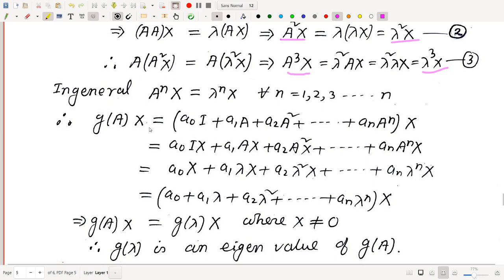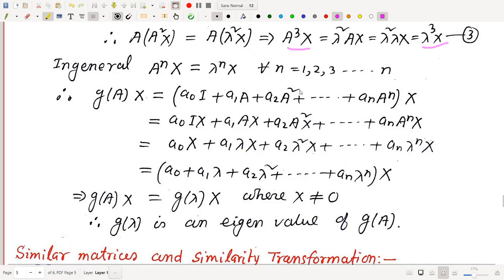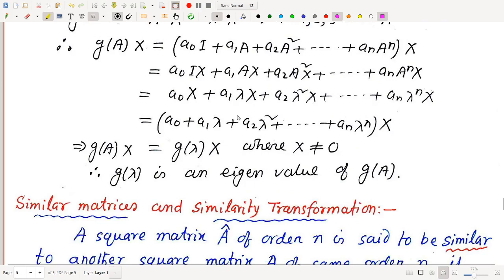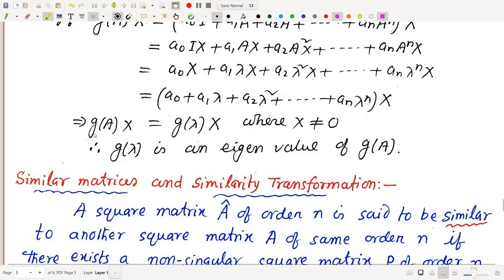Okay, therefore g of A x equal to, this is g of A and this is capital X, multiplied by capital X, and then Ix is x, Ax is lambda x, A square x is lambda square x, A to the power n x is lambda to the power n x. We have proved. So what we have got, again take x common, it is g of lambda. So what we have proved, g of A into x equals g of lambda into x, where x is a non-zero column vector, therefore g of lambda is an eigenvalue of g of capital A. This is proved.